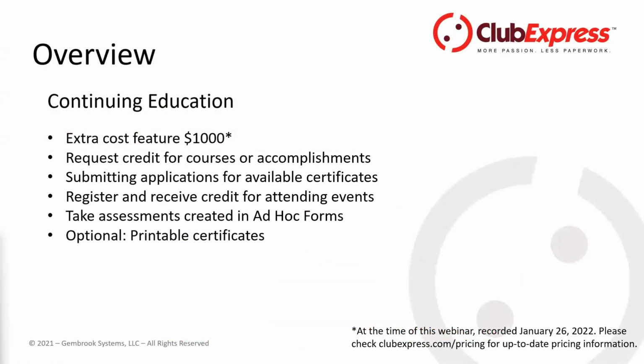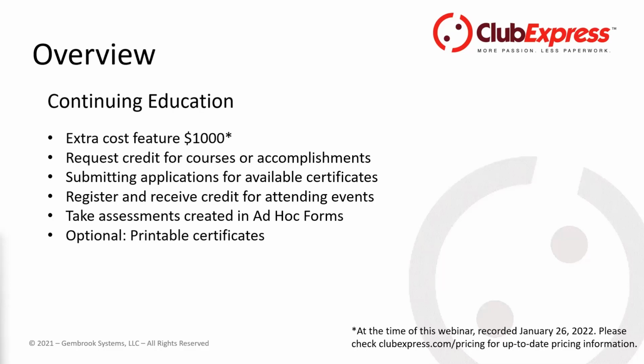So today we'll be talking about how users interact with the continuing education module. This is an extra cost feature. Currently, it is a $1,000 one-time charge. So once you pay for it, you have it forever. We'll be going over how users request credit for courses and accomplishments they've taken either outside or on your website so that they can then be eligible for certificates on your website.